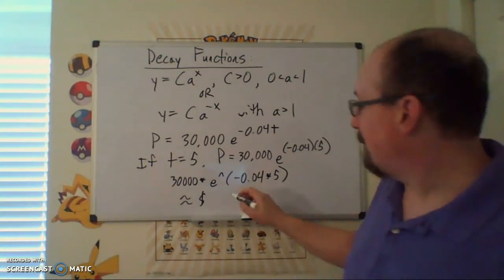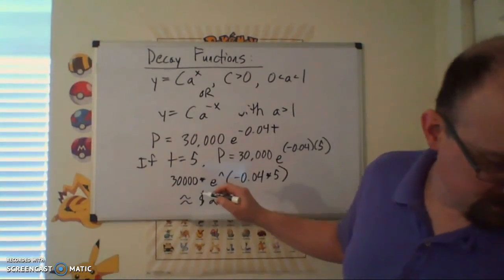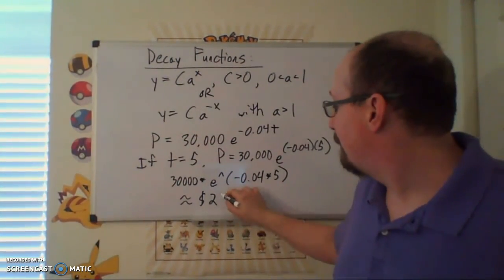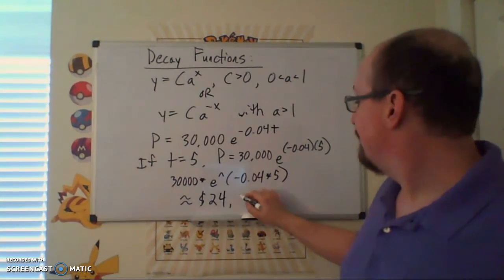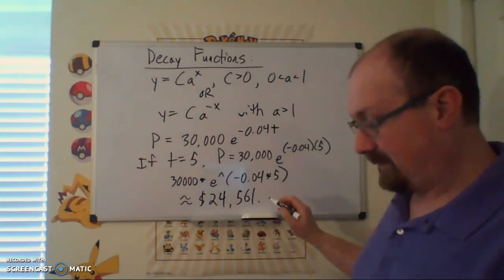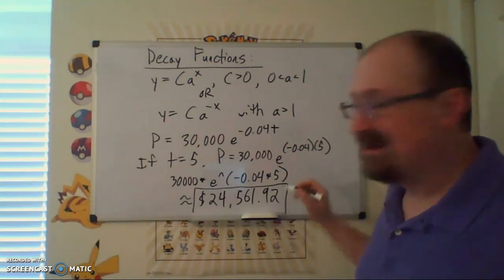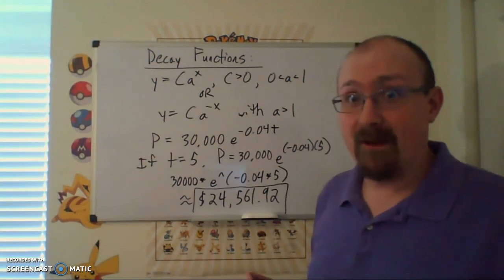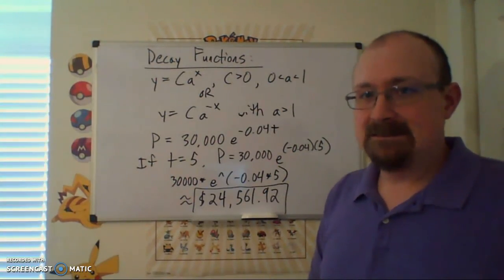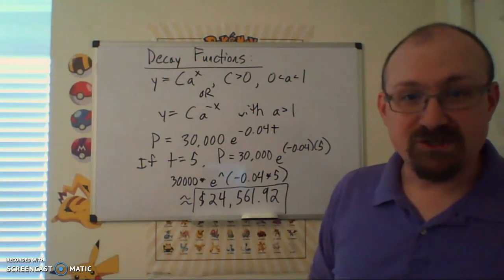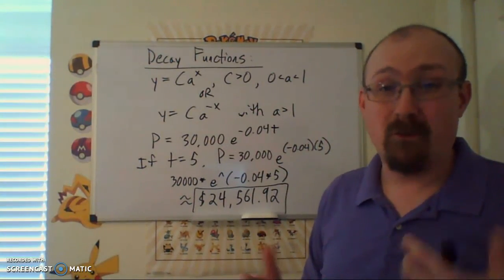And the purchasing power that I came up with after that, double checking and making sure that I can read my own handwriting here, we have $24,561.92. So in just 5 years, our account's already lost over $5,000 worth of purchasing power. Yay, inflation. So that's a quick introduction to how to work out exponential growth and decay functions.